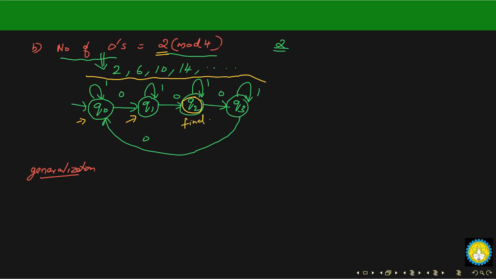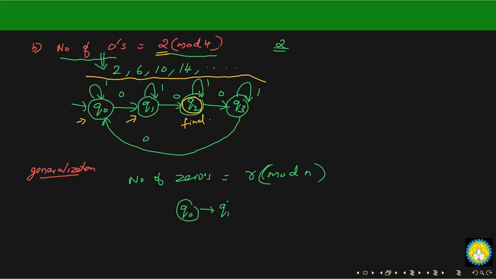We can easily generalize this. For any given values, for example, say the number of zeros here is going to be, let's say, R mod n. Suppose this is the question given, then what you can do is you can start at Q0.